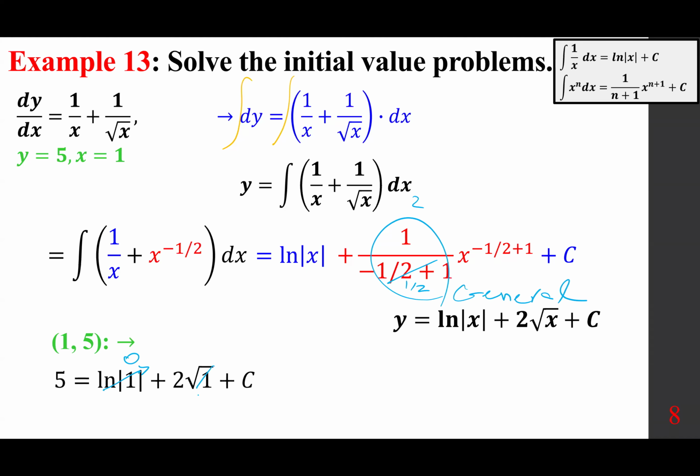ln 1 is 0. This is 1. So we have 2 plus what number is 5? 3. Replace it, and you get one of those functions. It's a particular solution. So general solution, infinitely many solutions, a family of functions. One of those with the help of a pair is called an initial value problem, sometimes a boundary problem, and so on.